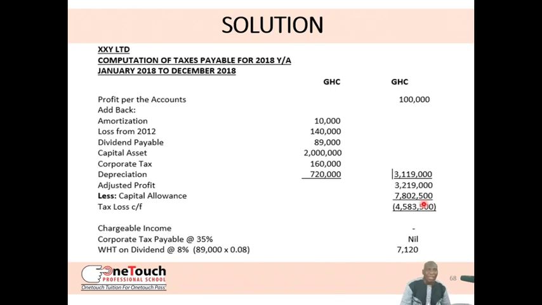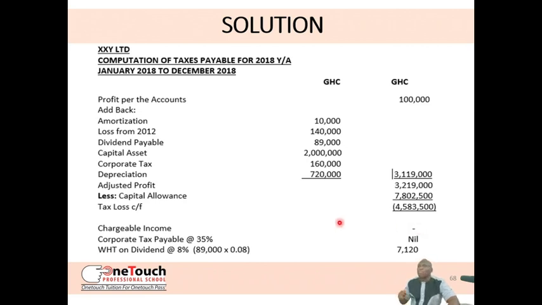Now you tell the examiner that since there is a loss, you see some people, they don't show this, but you have to show it. Since this loss, you are telling the examiner, because it's a mining company, businesses can carry forward losses. You are telling the examiner that this loss can be carried forward. Put it in bracket, negative. Hence, there will be no chargeable income. So you say chargeable income is dash.